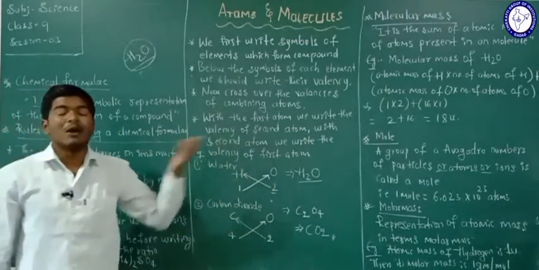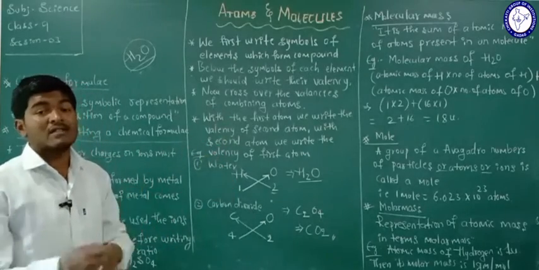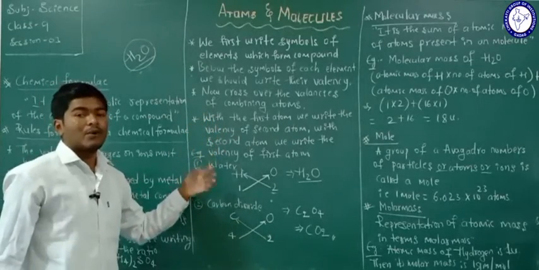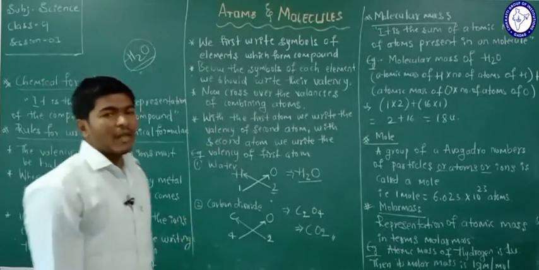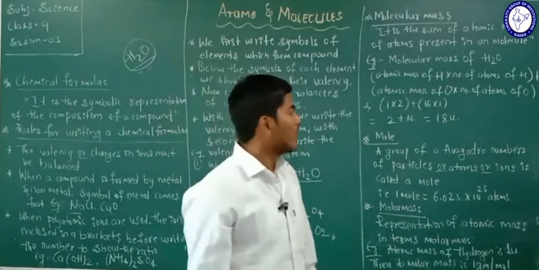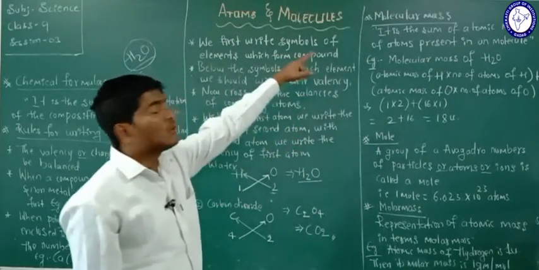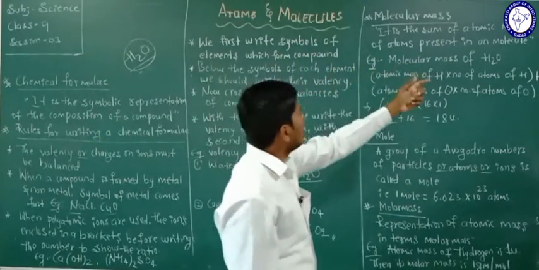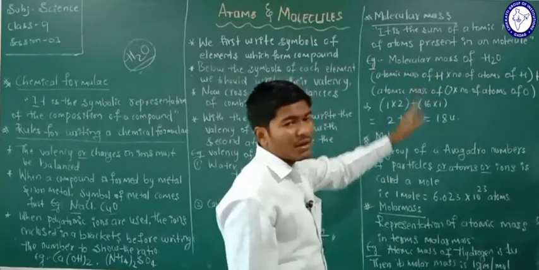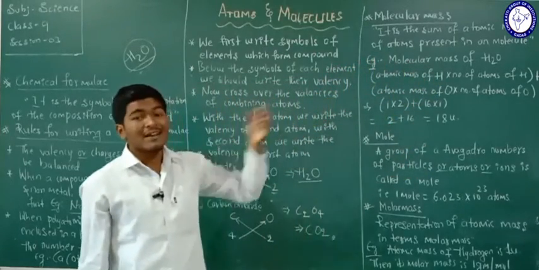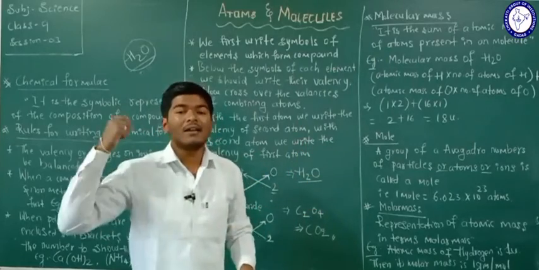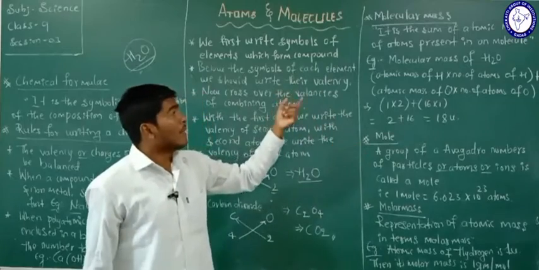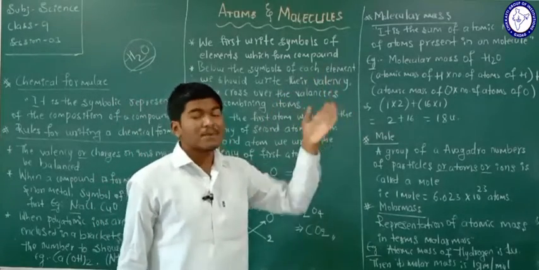So these are the steps we follow to write the chemical formula of a given compound. You have to remember these steps. Now I am considering another most important concept here, that is the molecular mass. What is molecular mass? It is the sum of the atomic masses of atoms present in a molecule. We already know what atomic mass is. So it is the sum of the atomic masses of atoms present in a molecule.